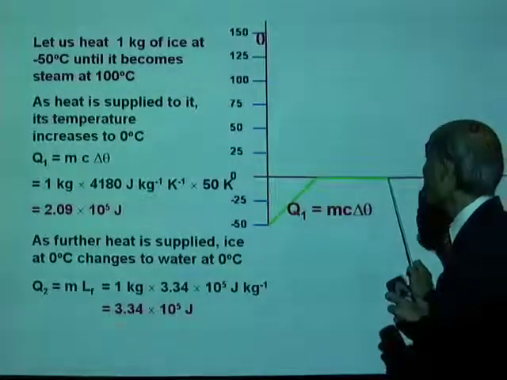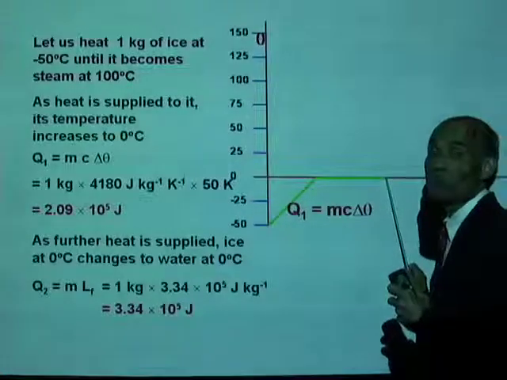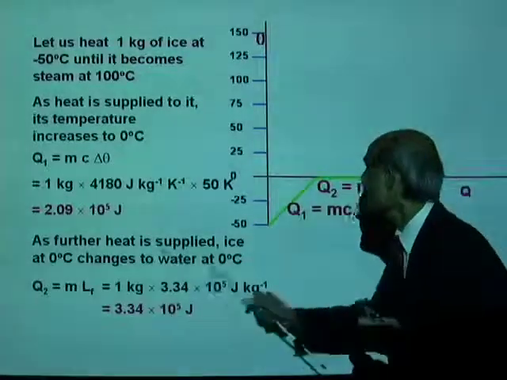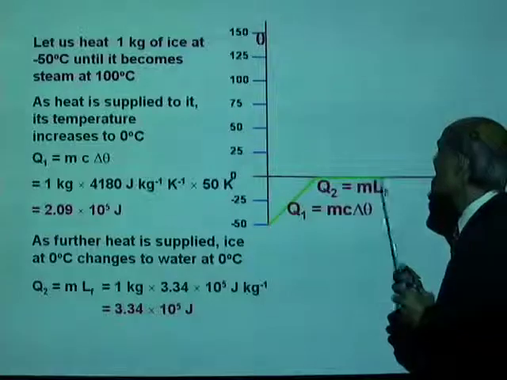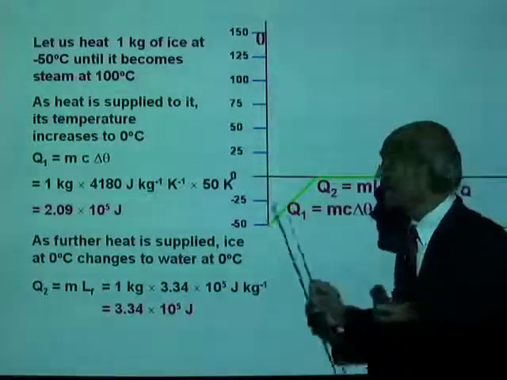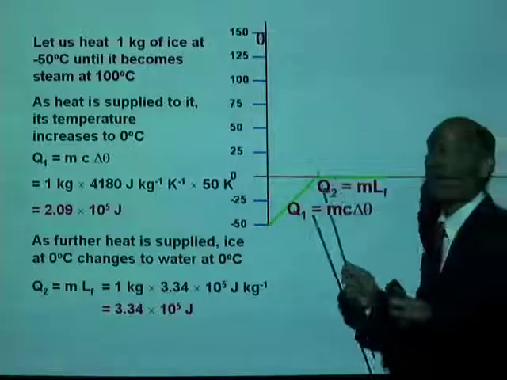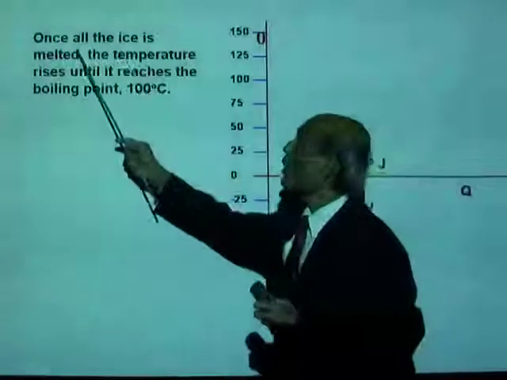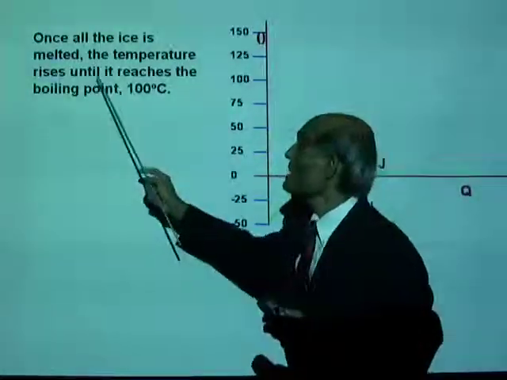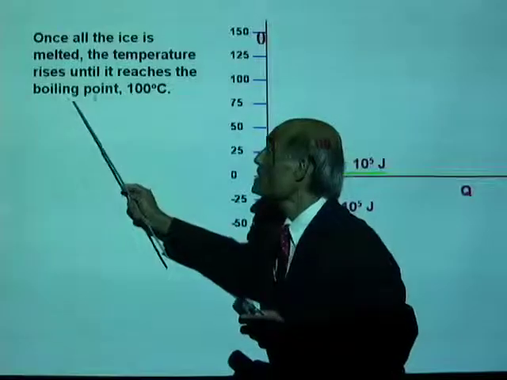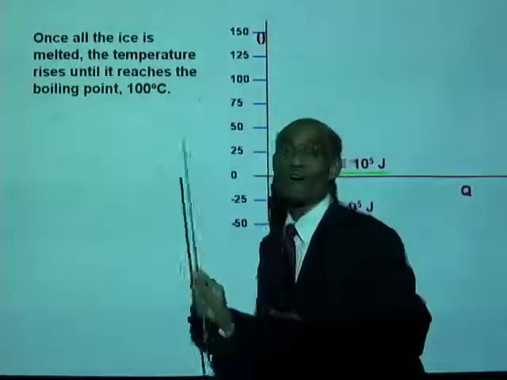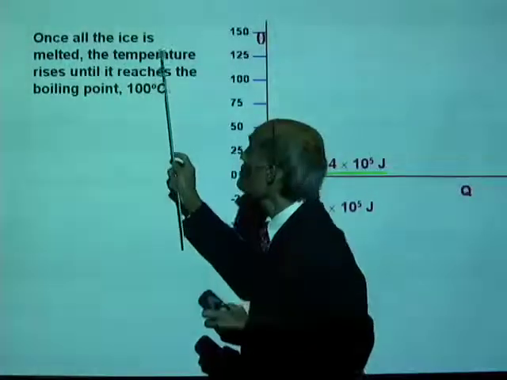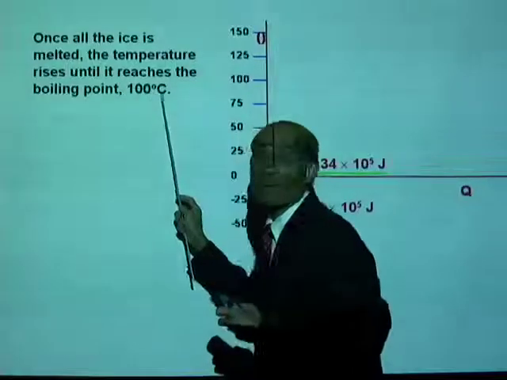So here all the substance is now water, but the temperature hasn't changed during that time, and the amount of heat we gave during that time is mass times latent heat of fusion. Okay, now if you heat further, what happens? The temperature now will begin to rise. Once all the ice is melted, the temperature rises until it reaches the boiling point of 100 degrees Celsius. That means here there is a temperature change. From 0 degrees it will rise to 100 degrees Celsius.